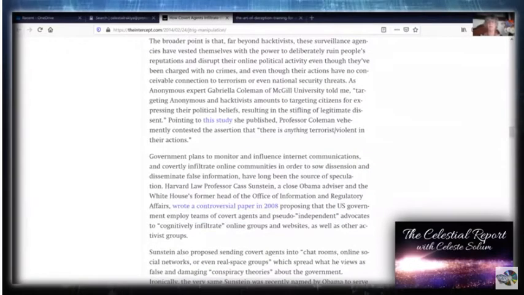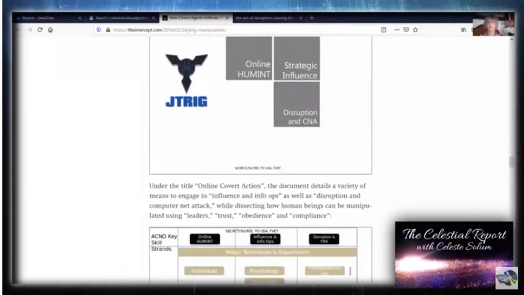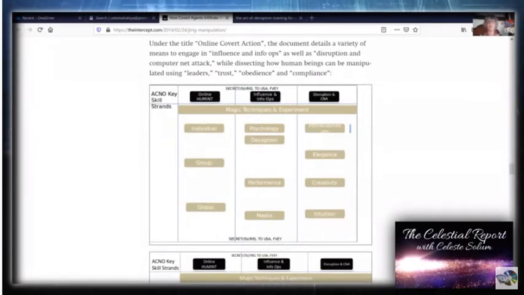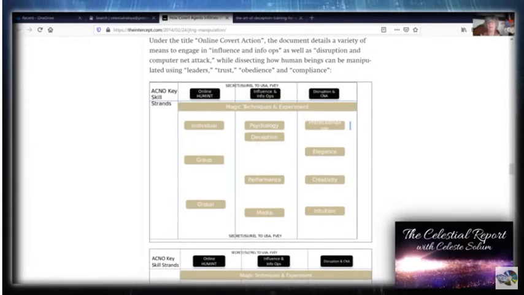So here they're going to talk about online human intelligence, strategic influence, and disruption. So online human intelligence can be directed towards an individual, towards a group, or as a whole. And I think we saw that in the last 6 months. The influence and information ops uses psychology, deception, performance, and the media. The disruptions will include professionalism, elegance, creativity, and intuition.